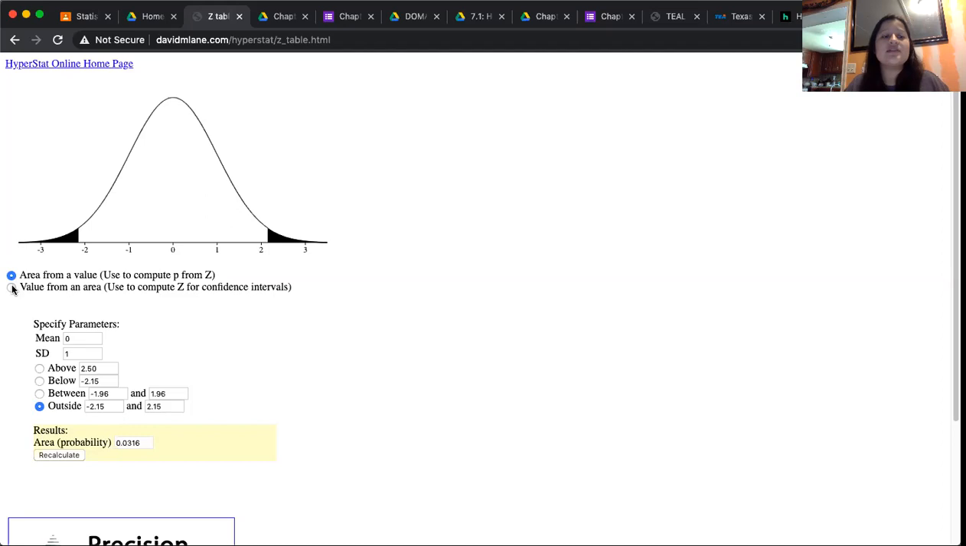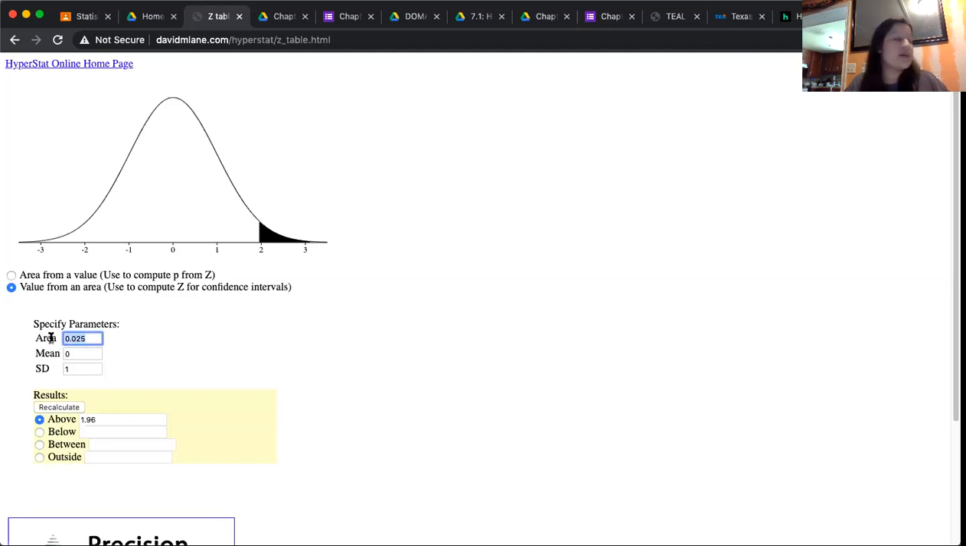But the way you would get those, when you're trying to find the critical value, you use value from an area. And then you put in the area positions right here. So I believe we said that we were going to use the area that was equal to our significance level, which was 0.01. So make sure you put that in. It was a left-tailed test, so it was below. And you can see that it'll shade in the area below, and it'll tell you that your value is negative 2.326, which in this case we rounded to negative 2.33. You can double check this with the notes, but this is how you would use it.